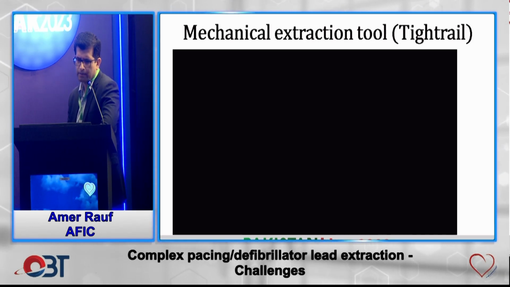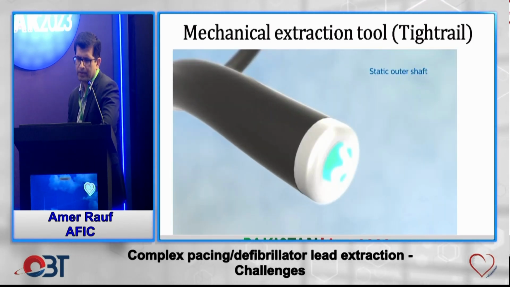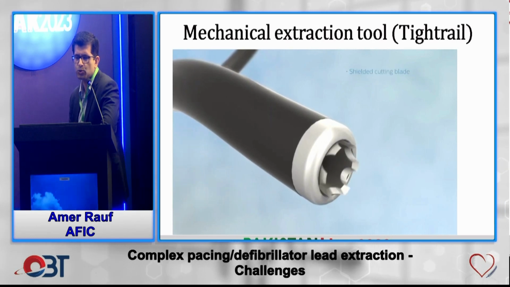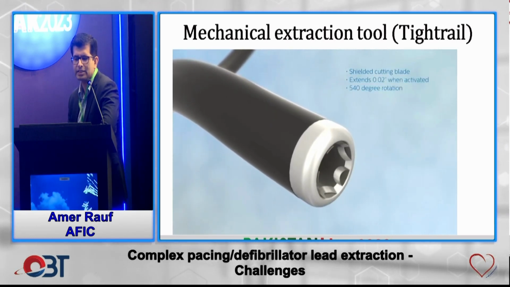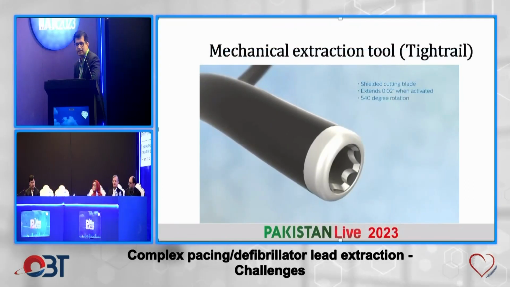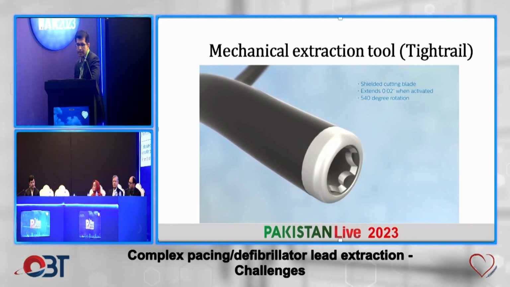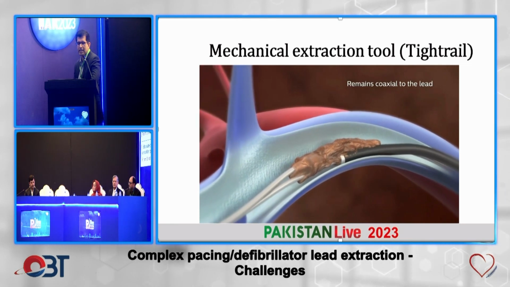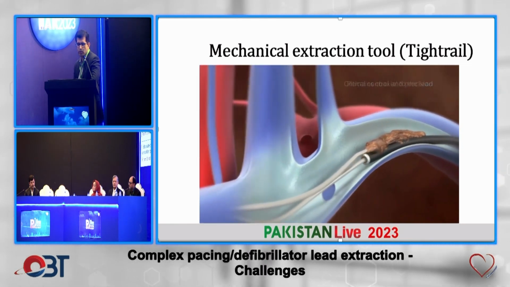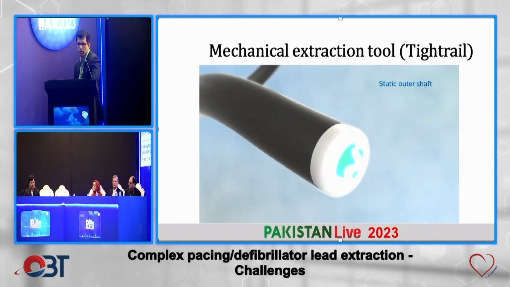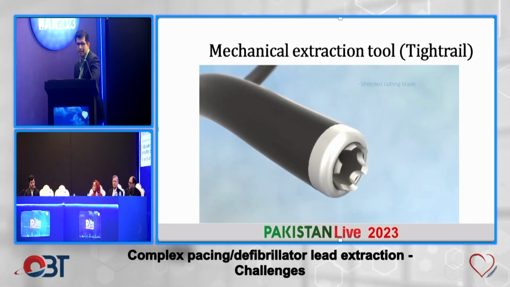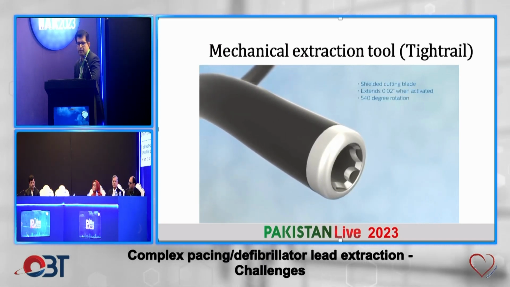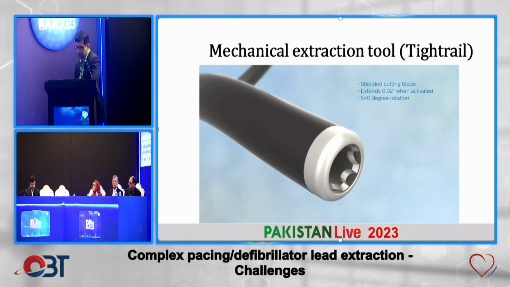The second one, now this is a mechanical extraction tool. This is called TightRail. It has these circular running blades at its distal end. It is hand operated. And unlike the laser, this one physically cuts those adhesions, and that is how it advances. The major difference between the two being, though they are the same in cost, that this tool is more preferable if there is heavy calcification.